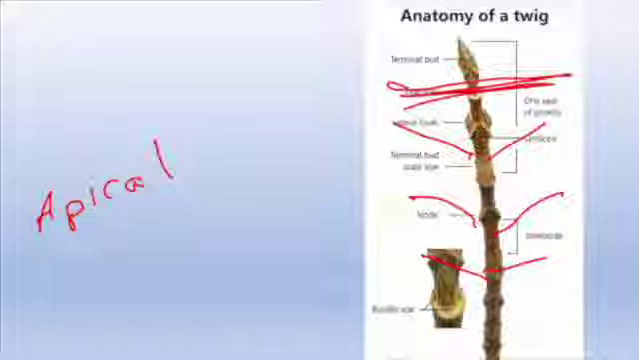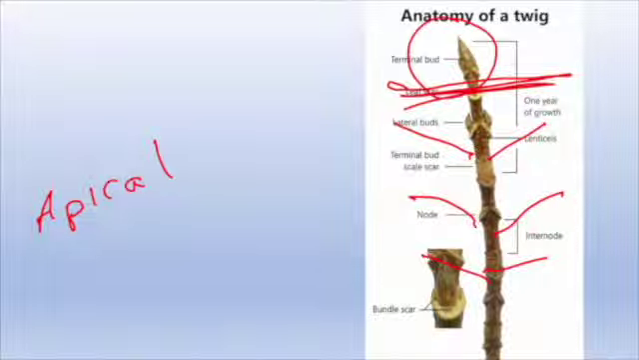A-P-I-C-A-L. Apical dominance. When this is intact, it dominates the rest of the twig. When you cut it off, that dominance is gone and auxin rushes to all the openings on the twig it finds because it needs to replace this. And so all of a sudden you have all this growth. And the best example I can give you is crepe myrtles.